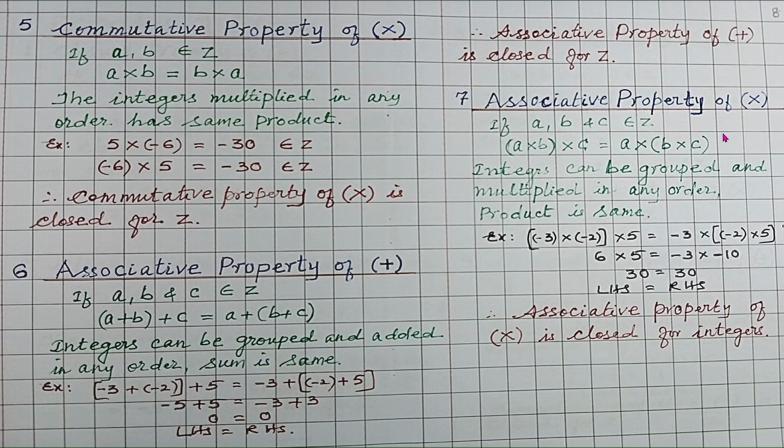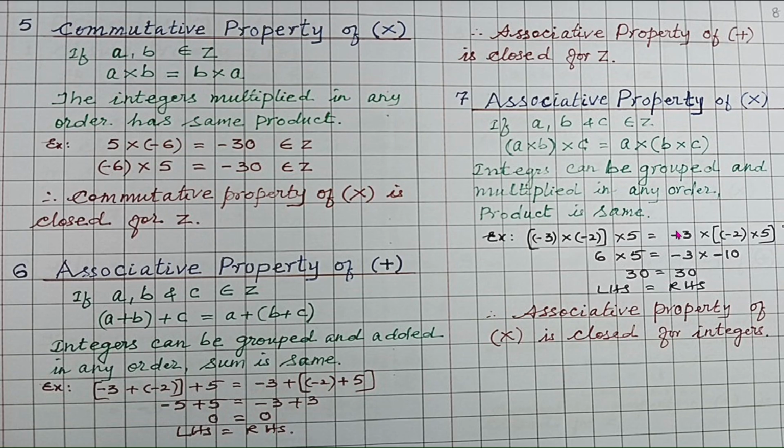Similarly, the associative property of multiplication is closed for the set of integers, and we already know what the associative property of multiplication is. Multiplying a to b and then to c, or multiplying b and c and then to a, the answer remains the same, the value remains the same, and therefore integers can be grouped and multiplied in any order.